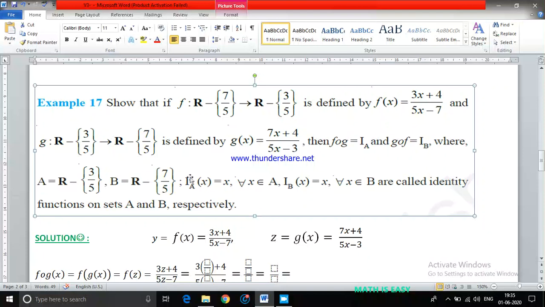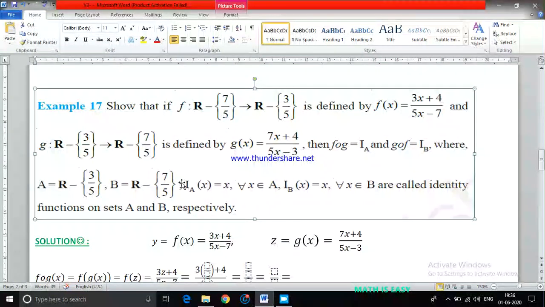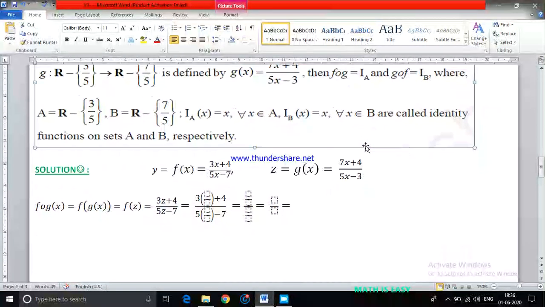Okay, so here the explanation is given. IA of x equals x for all x belongs to A, IB of x equals x for all x belongs to B, are called identity functions on set A and B respectively. Here IA means identity function on set A, IB means identity function on set B. Okay, so do not bother about it much here. So first I have to find FOG and GOF.